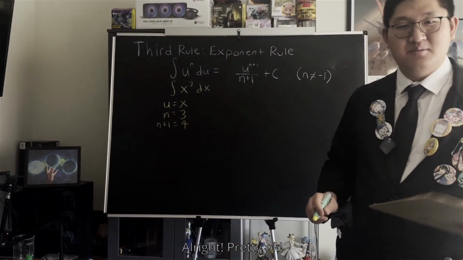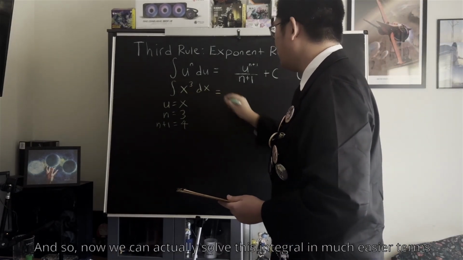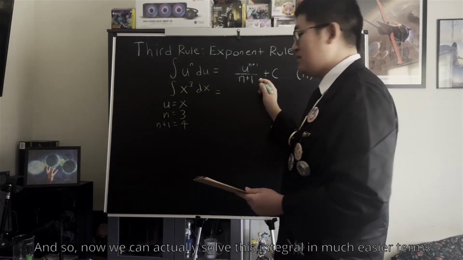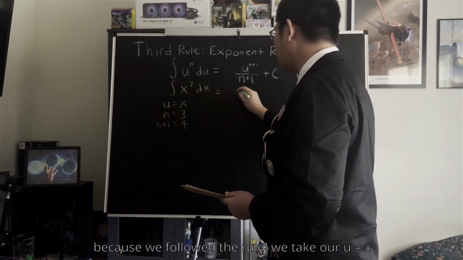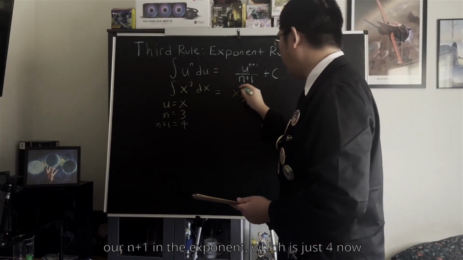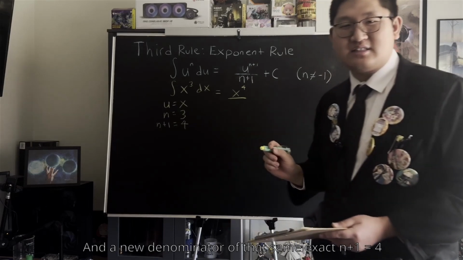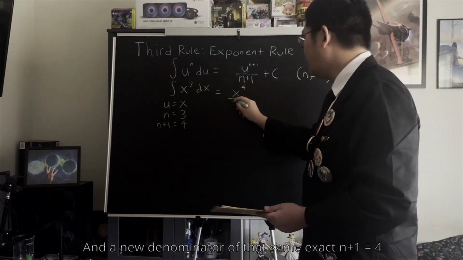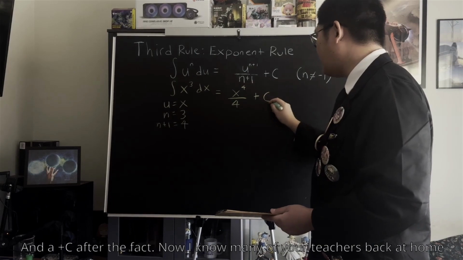All right, pretty okay. And so now we can actually solve this integral in much easier terms because we follow the rule. We take our u, which was x, our n plus 1, and the exponent, which is just 4 now, adding 1 to the exponent, and a new denominator of that same exact n plus 1 of 4, and a plus c after the fact.